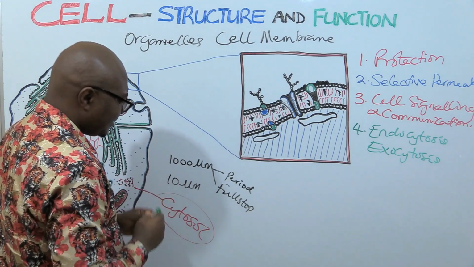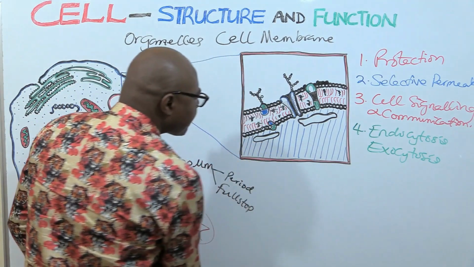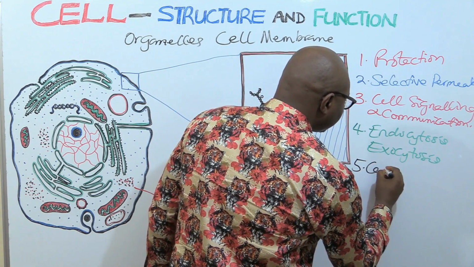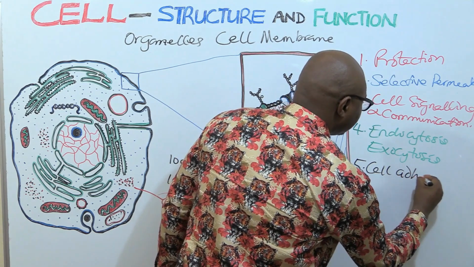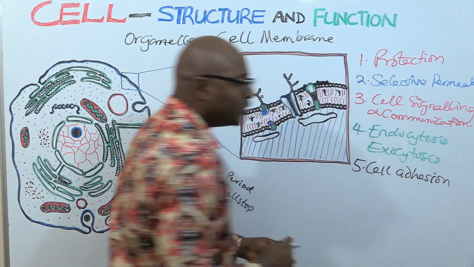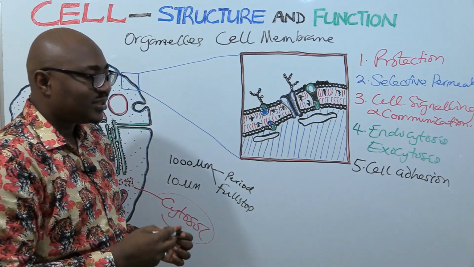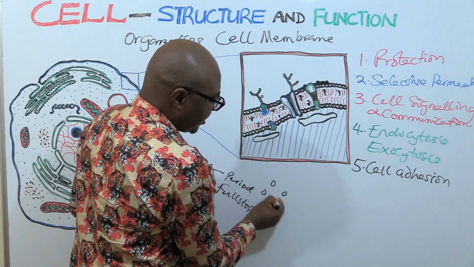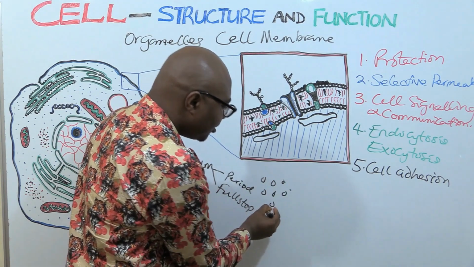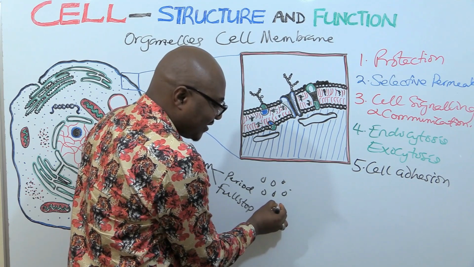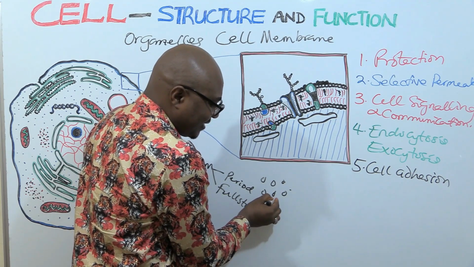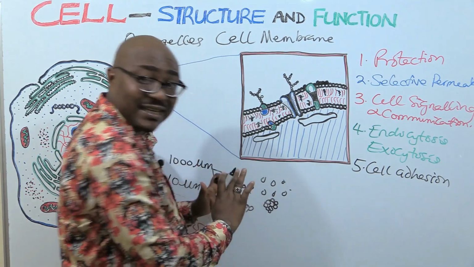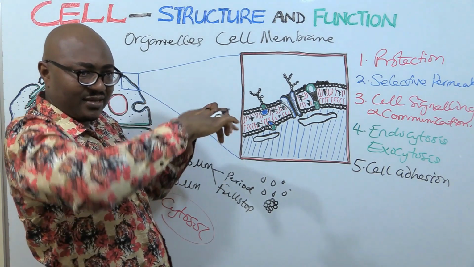Then lastly, what we need to talk about is number 5. It's what we call cell adhesion. Now, the cells as they exist in the body, they don't exist singly. No, they are tightly packed together to form tissues and then an organ.